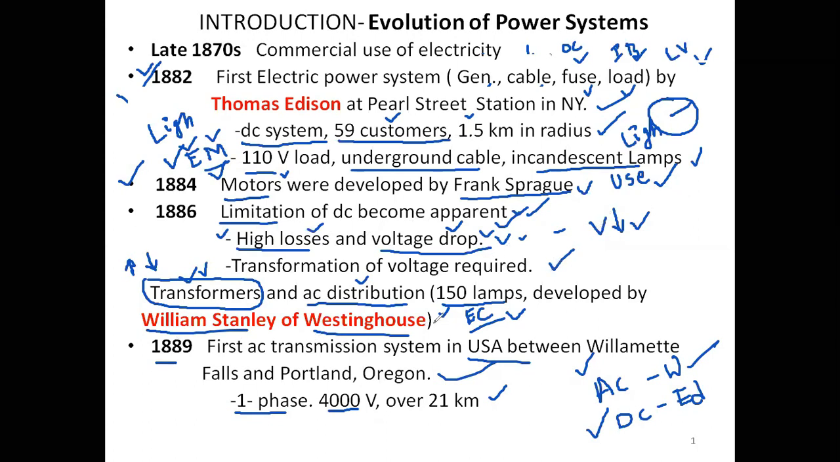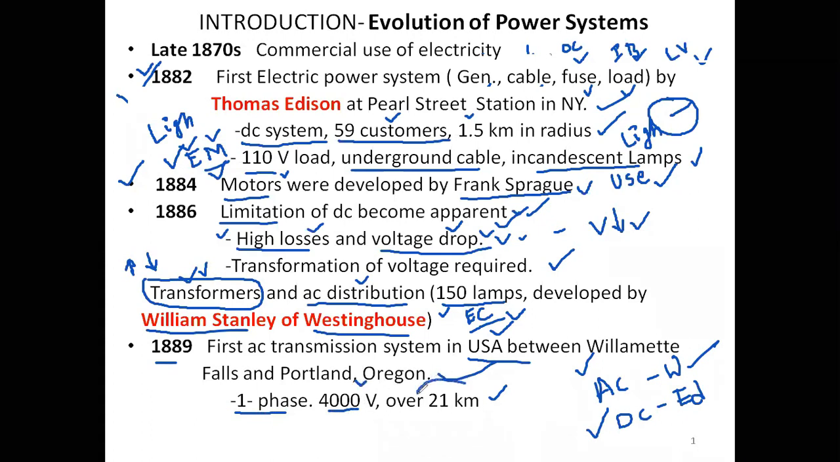Westinghouse was founded by George Westinghouse, an electric company. William Stanley developed these transformers and AC distribution, so transformation of the voltage could be done at that time. The first AC transmission system happened in the USA between Willamette Falls and Portland. It was a single phase AC system operating at 4 kV and 21 kilometers.